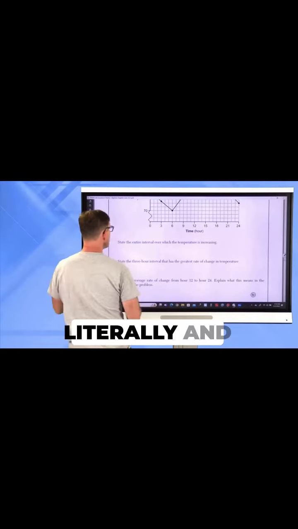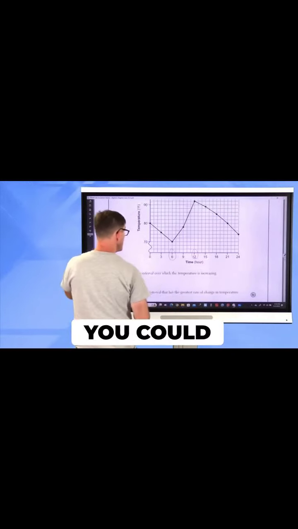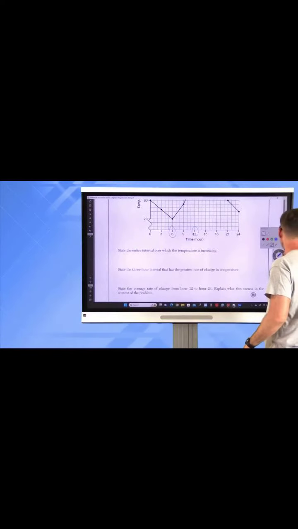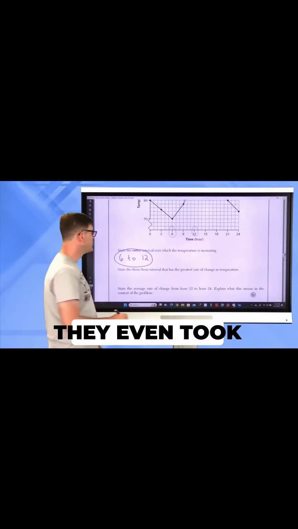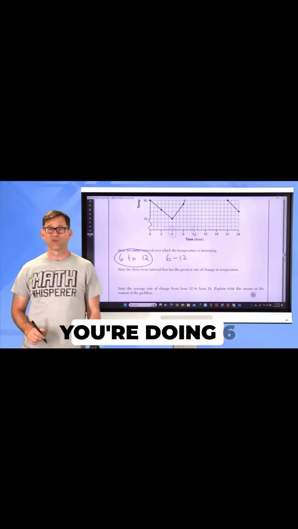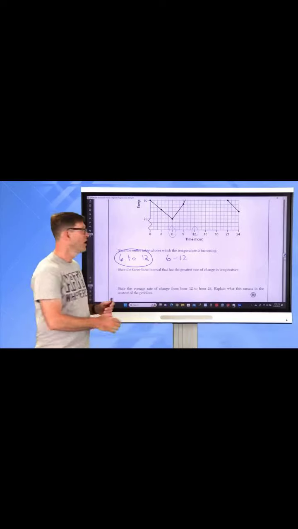You could literally, and remember, it's from 6 to 12. You could literally say, now I got to go back to the thicker line thickness. All right. You could say 6 to 12. That's a great answer. They love that. They even took this, 6-12, which kind of drives me nuts because it looks like you're doing 6 minus 12, but I guess context is everything here.